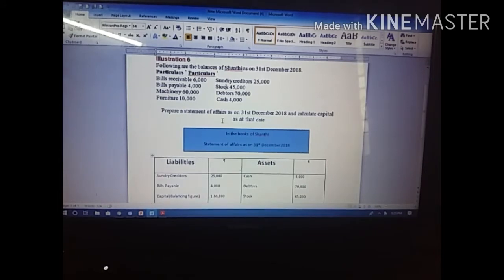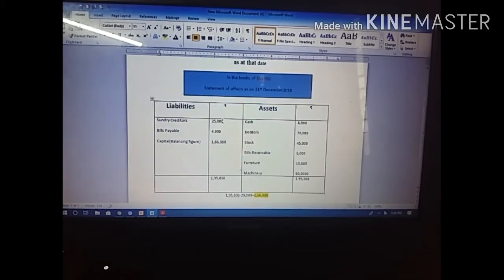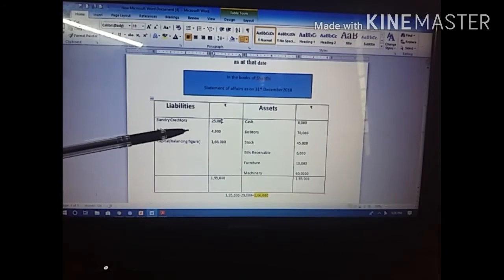Then we have to post it into the statement of affairs. For the statement of affairs, you open a double side. Right hand side is asset, left hand side is liability. If you don't have any adjustment, you put the amount in the outer column. In liability, I have to fill the sundry creditors and bills payable. Sundry creditor is 25,000, then bills payable is 4,000.